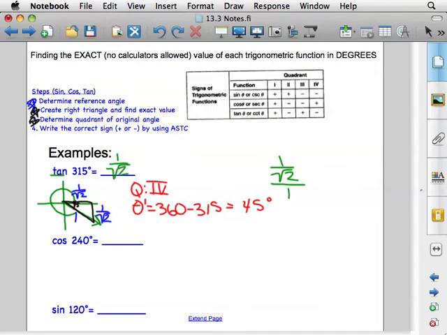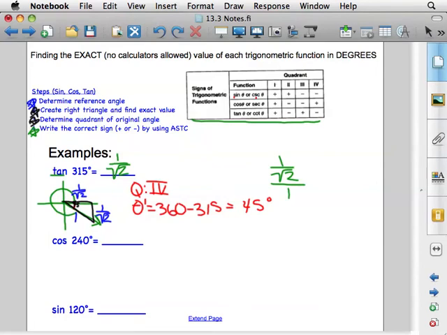Now the last step, step 4, tells us we need to write the correct sign. This is when we look at the chart I have at the top of our page. For sine and cosecant, it's positive in the first and second quadrants and negative in the third and fourth. Cosine and secant are positive in the first and fourth. Tangent is positive in the first and third.